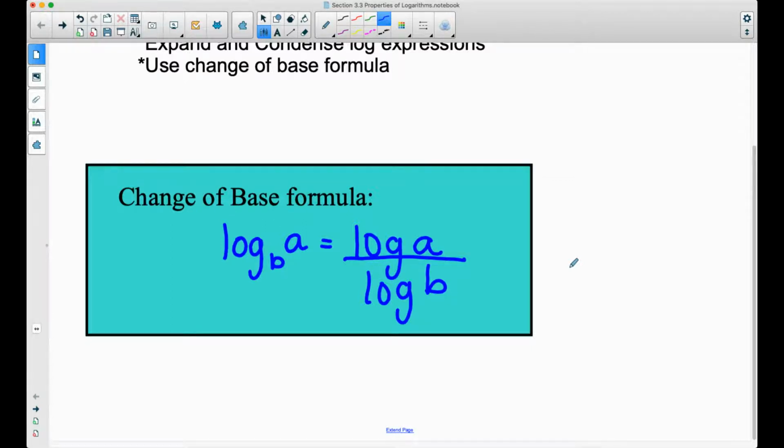Okay. So when you come across a question on the homework and it says use change of base formula, use the log base button in your calculator. But I still wanted to show y'all what that was. Okay? Yes? Why does that work? Why does that work? Okay.